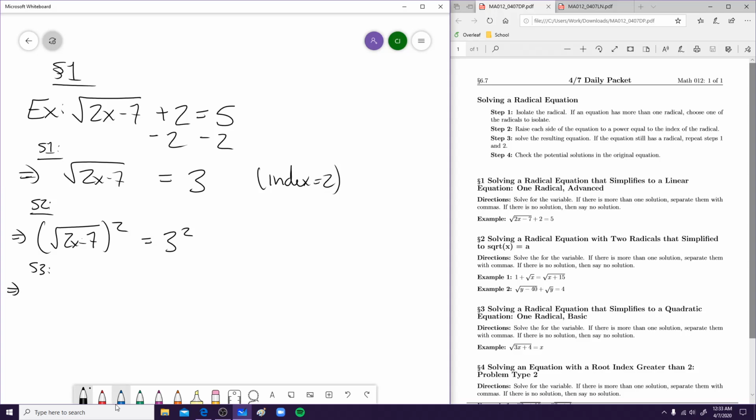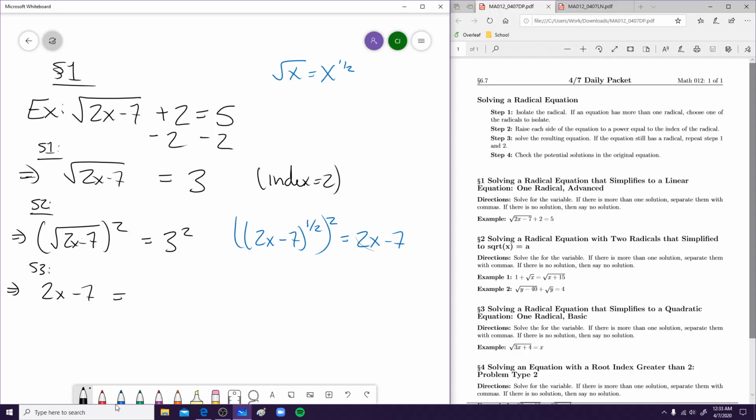Why? On the side over here, I will talk about it. If we have the square root of x, what is that? That is x to the 1/2. So this becomes 2x minus 7 to the 1/2, squared. And if it's a power to a power, we can multiply. 1/2 times 2 is 1. So this just becomes 2x minus 7, and that is how I get this. That is why we raise it to a power equal to the index, so we can get rid of the radical.